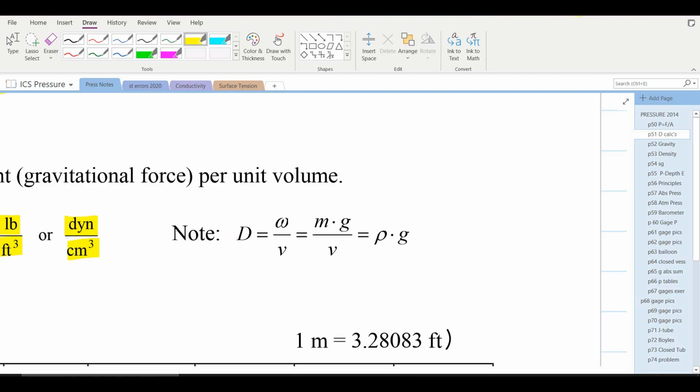Note that since weight density is written as weight over volume, and weight is written as mass times the gravitational acceleration, therefore weight density is mg over V. And since mass over volume is mass density, rho, therefore weight density is mass density times the gravitational constant. D equals rho times g is a conversion that we will use from time to time.